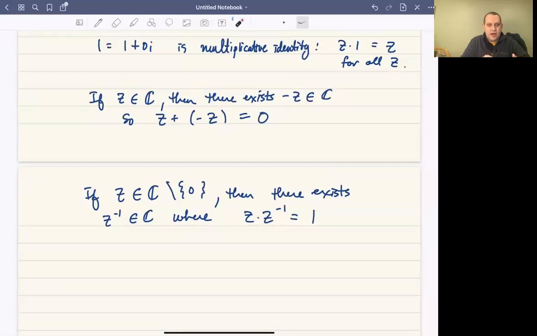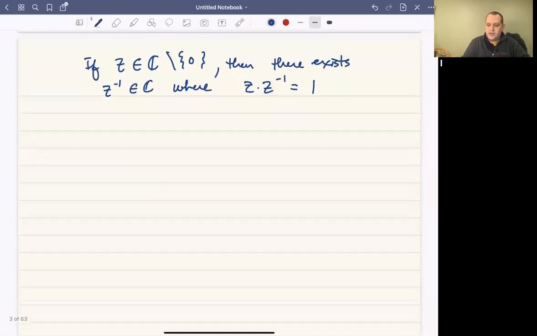The integers are not a field because there's no multiplicative inverses. For example, the integer 2 doesn't have a multiplicative inverse that's also an integer. The multiplicative inverse of 2 is 1/2, and you're thinking of that in terms of rational numbers now. So that's why the integers themselves are not a field.